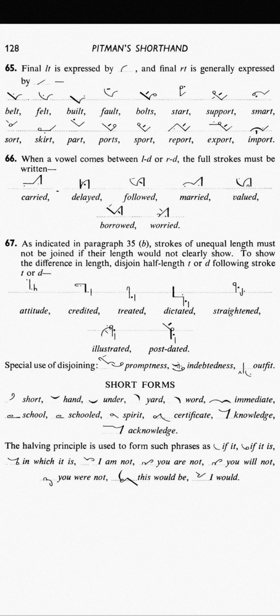Next is special use of disjoining. Promptness: P with R hook above the line, M halved here for the sake of T, and disjoined N with a circle is used here.